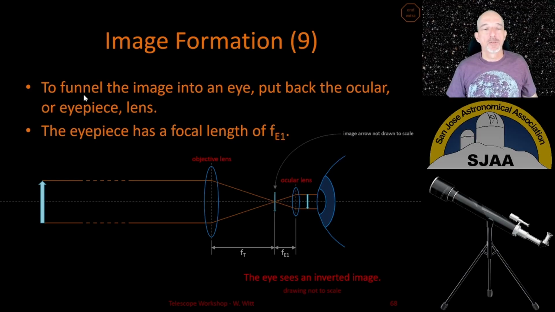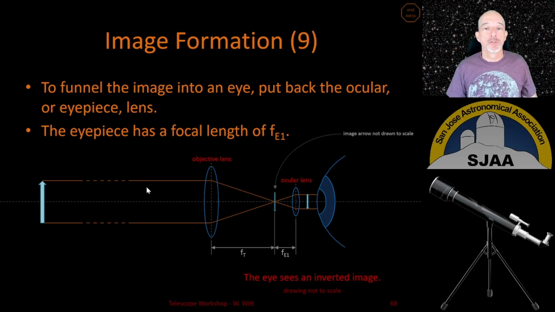Okay, so we can complete our light funnel by putting the ocular lens back. And our lenses here, of course, again have their focal lengths. Notice that I've changed the nomenclature just a little bit. My objective lens here, I'm calling the focal length FT, because we're going to move away from just generic objective and ocular lenses. We're going to start thinking specifically about telescopes and eyepieces. So telescope focal length, eyepiece focal length, and specifically focal length of eyepiece number 1, because in a moment we're going to be changing eyepieces to eyepiece 2 and eyepiece 3.